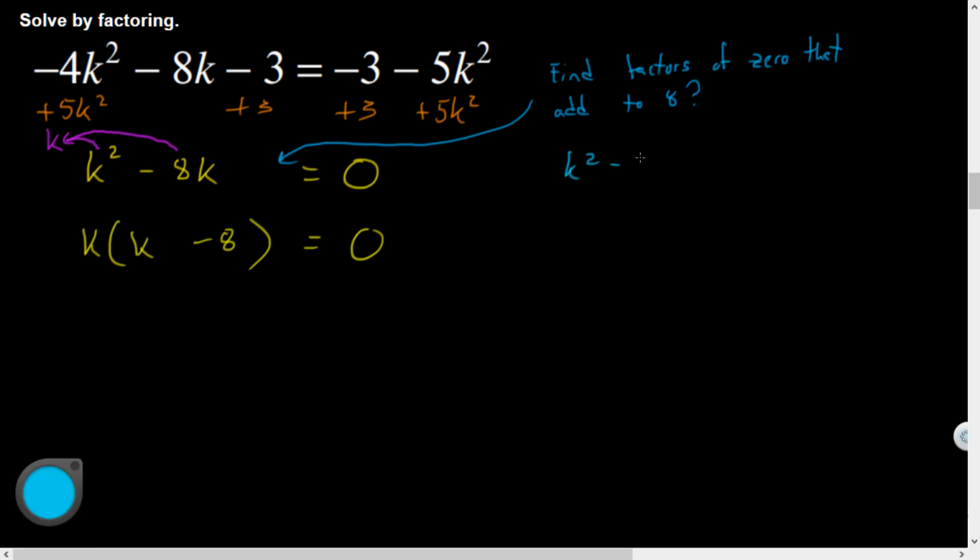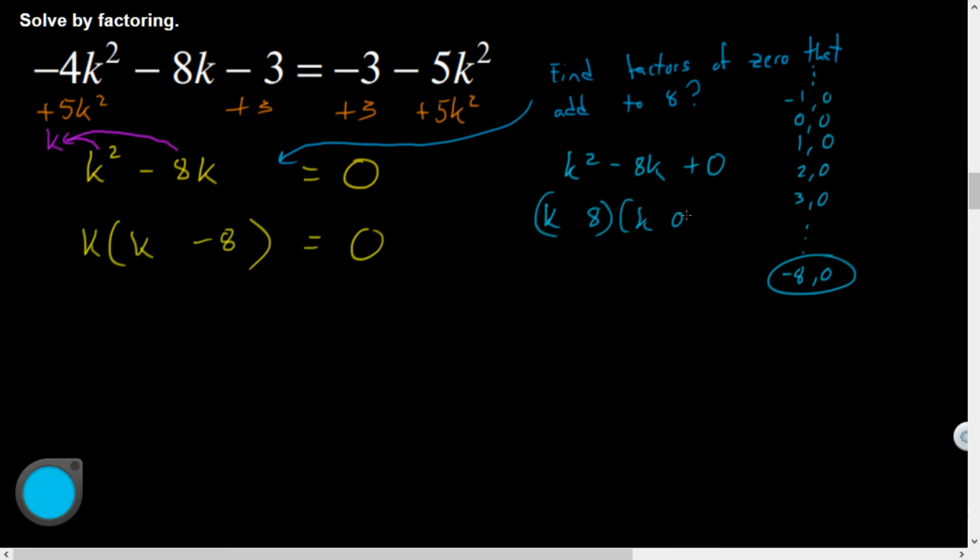As a side note, just because this is such a bizarre idea, what if I did have it written as k squared minus 8k plus 0, and what if I was trying to find the factors of 0? The factors of 0 are like 1 and 0, 2 and 0, 3 and 0, also 0 and 0, negative 1 and 0, and they would go infinitely in both directions. So which of those numbers add to be negative 8? It would have been 0 and negative 8, because negative 8 times 0 works. And so I actually could have factored this to be k minus 8 and k plus 0.